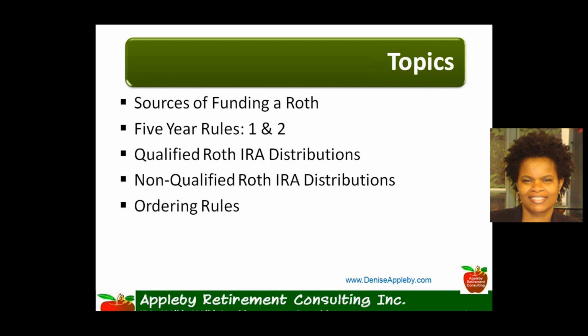We're also going to look at two 5-year rules, which is part of the crux of determining whether or not a distribution from a Roth IRA is subject to income tax and penalty. We're going to define qualified distributions and, of course, in the same vein, non-qualified distributions, and look at the very important ordering rules that apply for distributions that are non-qualified.